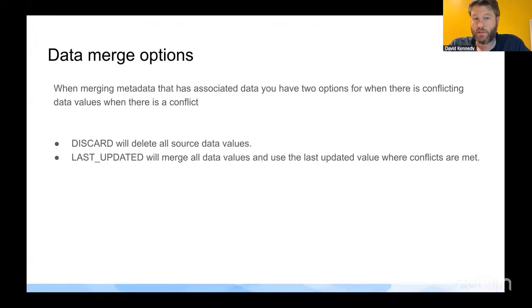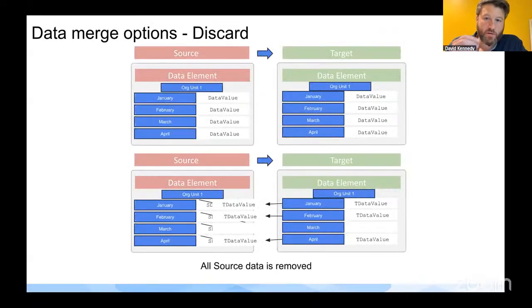The other option is last updated. That will merge data values. If there are data values that have the same context, so the same org unit, period, category option combination, and attribute option combination for both the source and the target, then the one that was written into the database last will get kept and the other one will get discarded. If there's no conflict, if there's not data in the same context, then values from both the source and the target can be preserved.